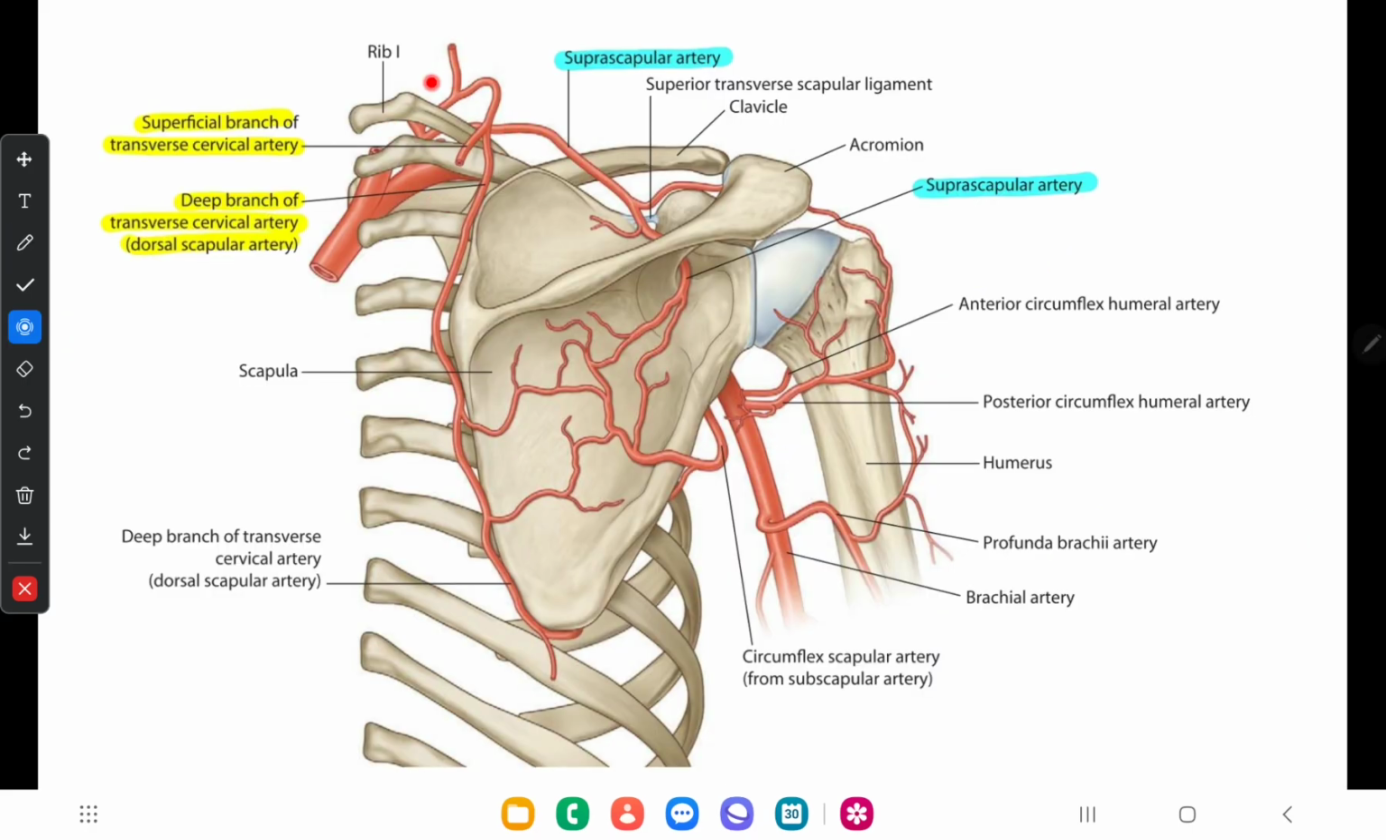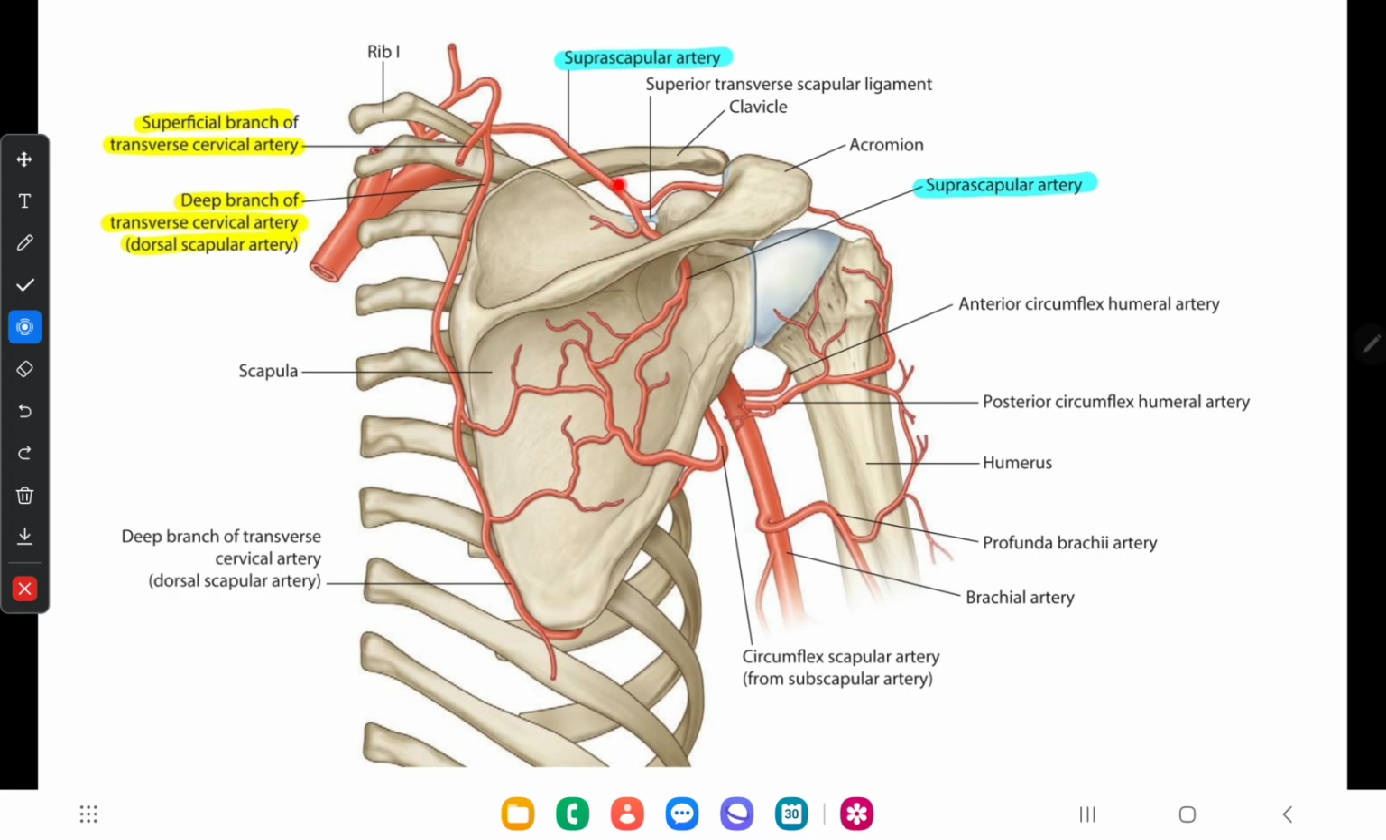Here in this picture, it demonstrates that in 1/3 of individuals, the transverse cervical artery gives off the dorsal scapular artery. Then here is the other, third branch of the thyrocervical trunk. In the thyrocervical trunk, I told you there are three branches: inferior thyroid artery, I discussed transverse cervical artery, then the third one is the suprascapular artery. You can see the suprascapular artery here.